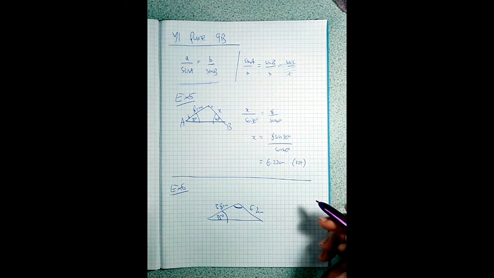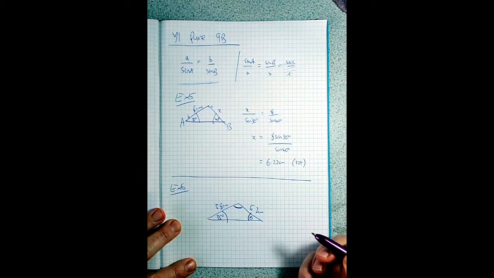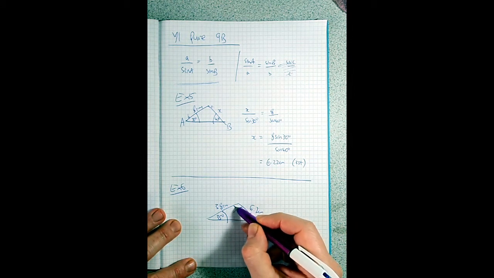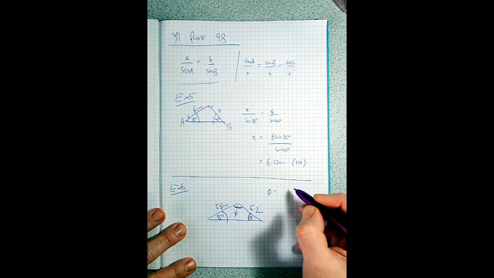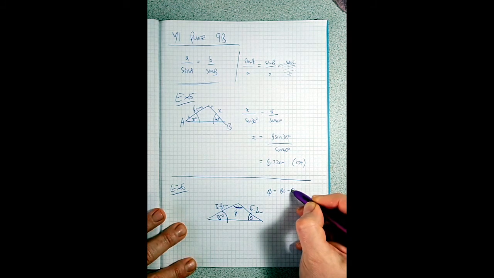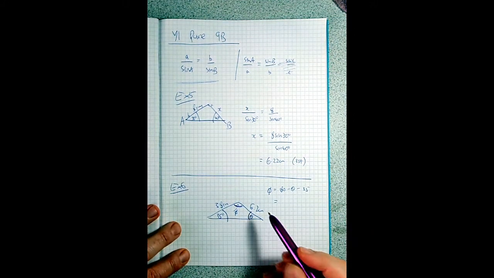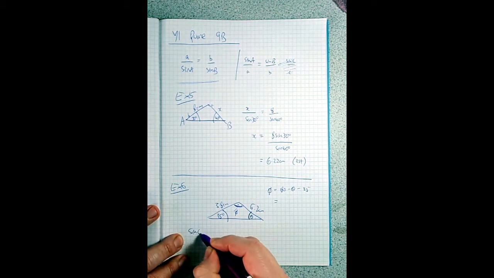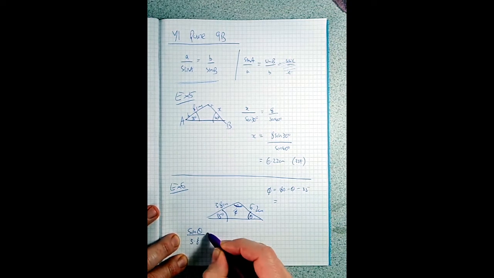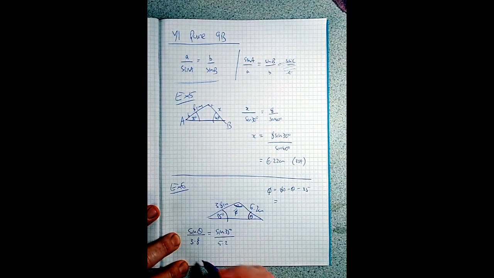Can't do this directly, but what I can do is find the angle opposite 3.8. Let's call it theta. And then the angle that I want, I'm going to call it phi. And of course phi is 180 minus theta minus 35. So let's find out what theta is. Straightforward enough. Now the angle needs to be on top of the equation, so I'm going to say sine theta over 3.8 equals sine 35 degrees over 5.2.